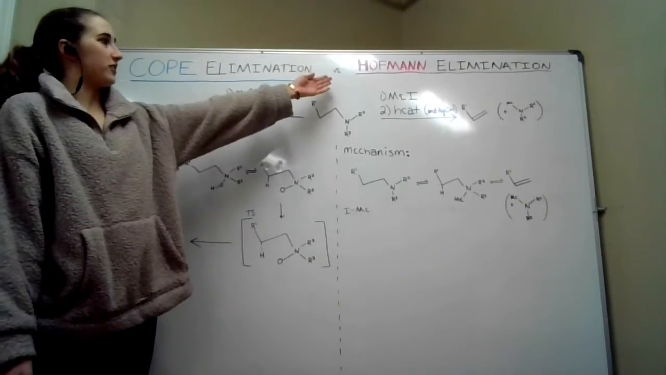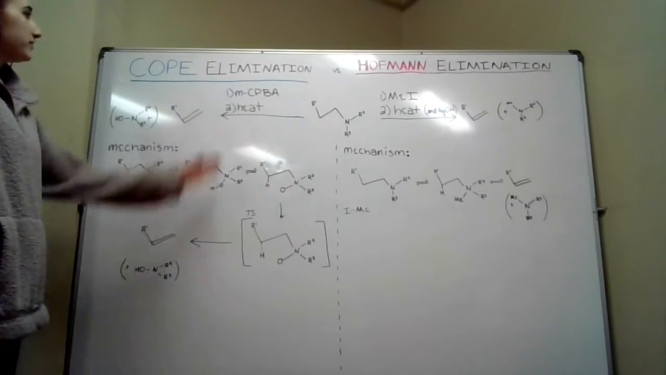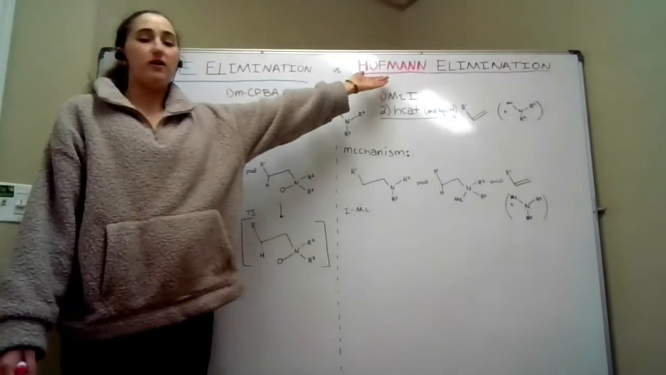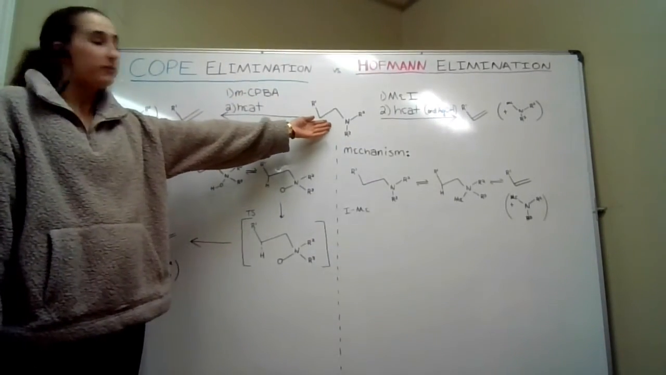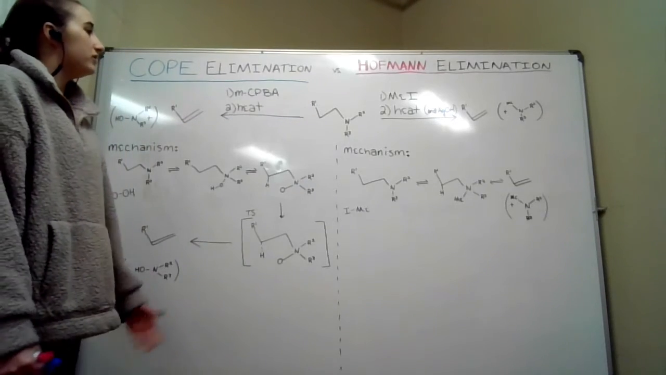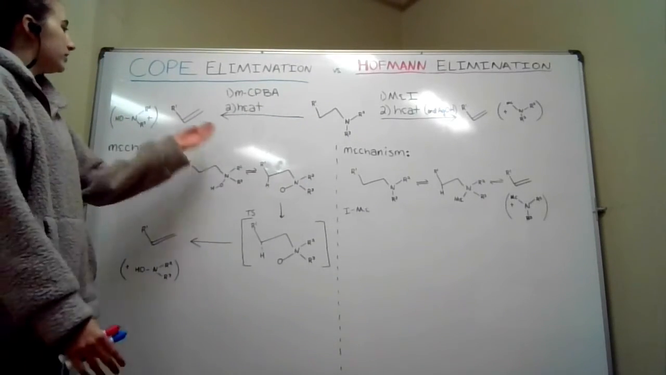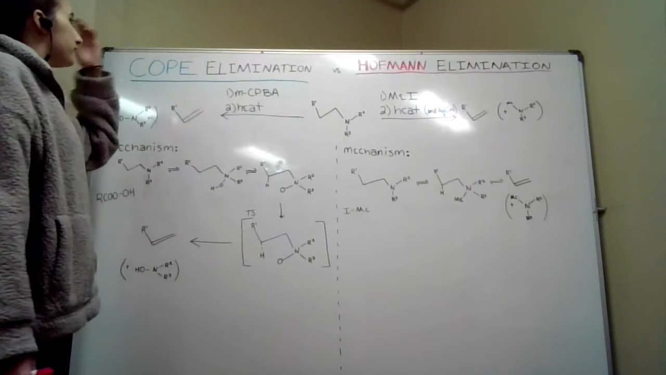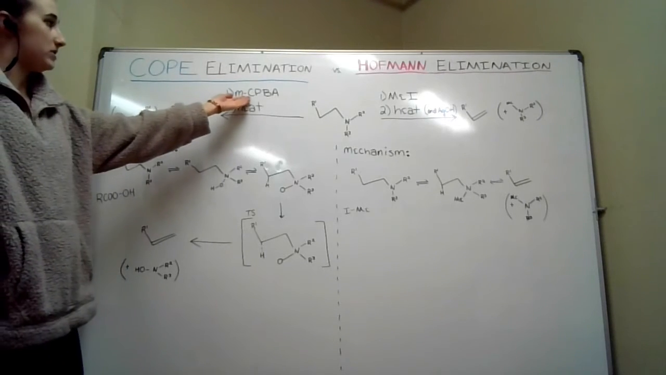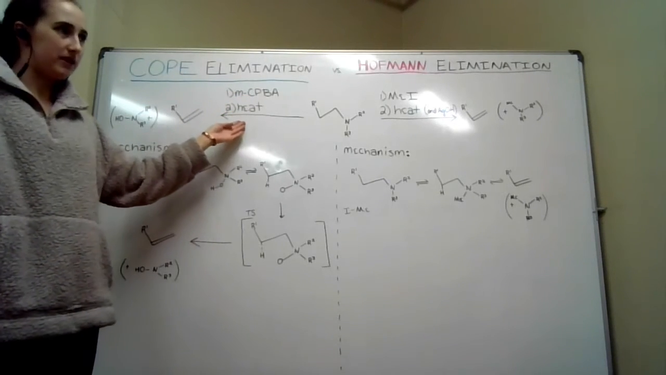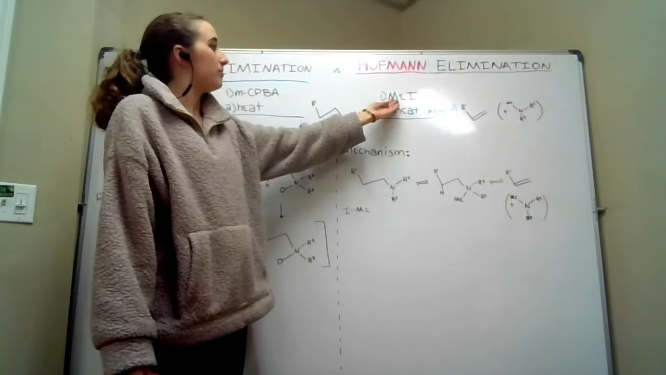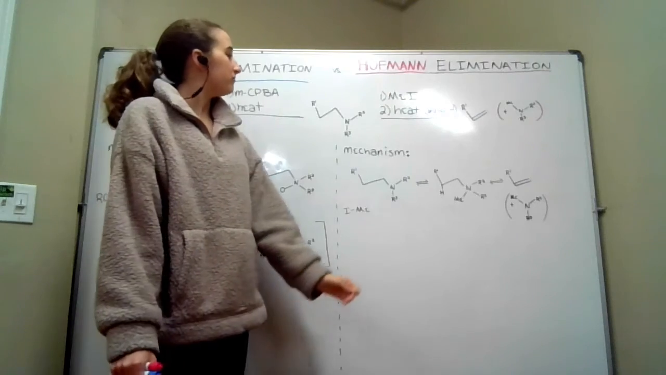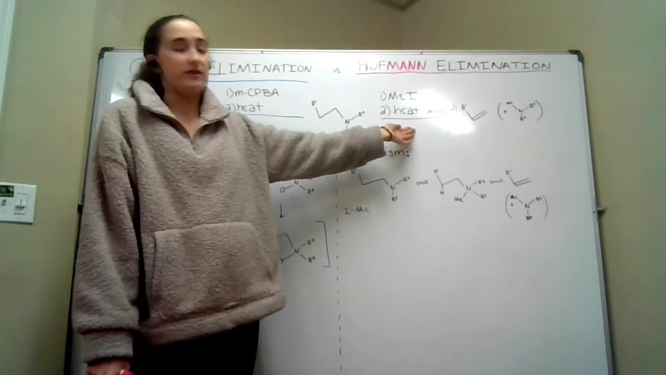Today we're going to talk about eliminations, specifically the Cope elimination and the Hofmann elimination. Both of them start with a tertiary amine and eliminate the starting material to an alkene. For the Cope elimination, it starts with MCPBA and then uses heat to finish the reaction. For the Hofmann elimination, we use methyl iodide to start the reaction and then heat to finish it.